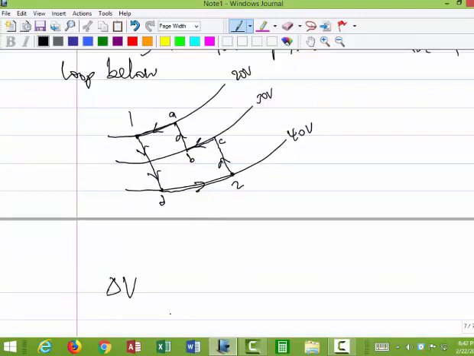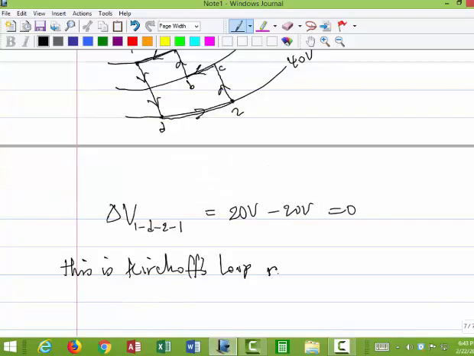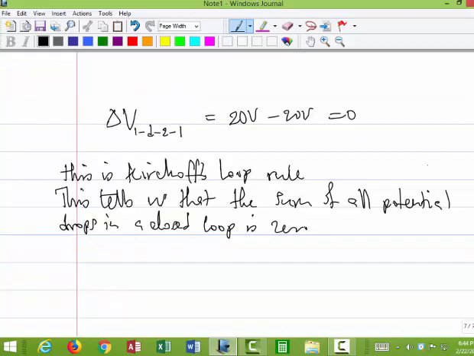So delta V in going from 1 to D to 2 and back to 1 is equal to 20 volts minus 20 volts, which is equal to 0. So this is called Kirchhoff's loop rule, or loop law, however you want to think about it. It just tells us that the potential difference in a closed loop is equal to 0. So delta V is equal to the sum across all the elements of the loop. So that's basically what this is.